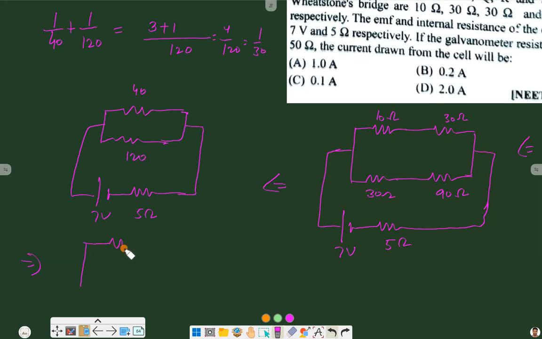So the circuit will further reduce to 30 ohm, 7 volt, and 5 ohm, and now we can find the current from the cell. I will be 7 divided by the total resistance, 30 plus 5, 35. So it is 1/5 or 0.2 ampere, that is option B.